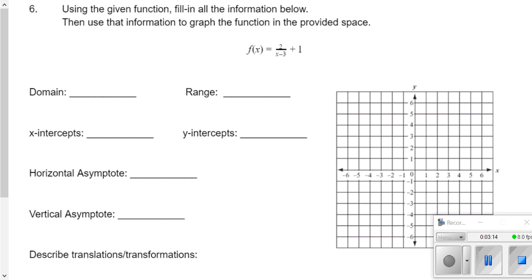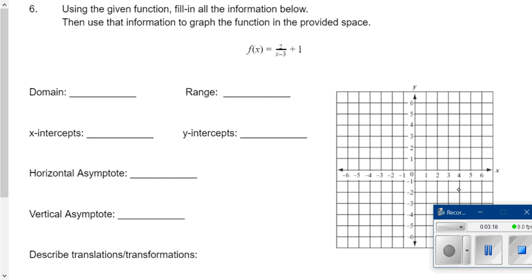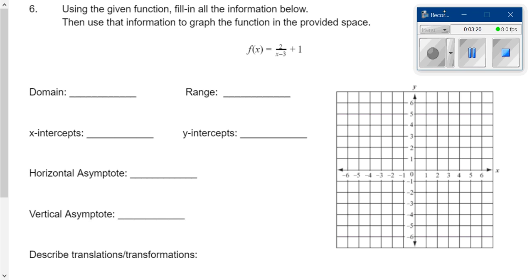Okay, question number 6. So this has a lot going on, right? There's just a lot to this question, but the great thing is that all the pieces will fit together. So I look at this question, and one of the first things I notice is that x cannot be 3 in this equation. So I know that I need to have a split in the x direction at 3.